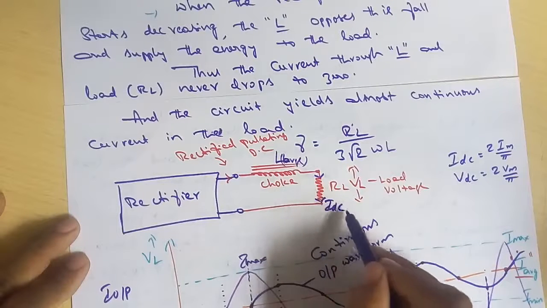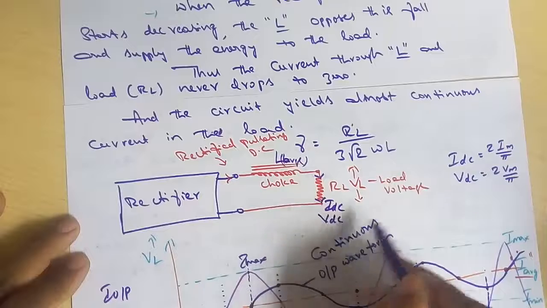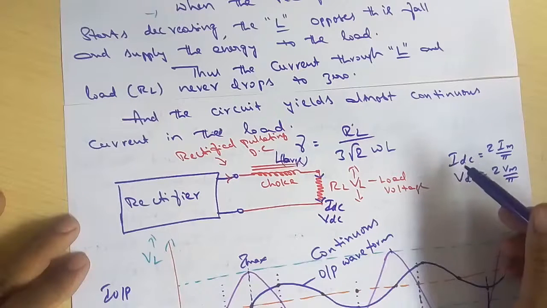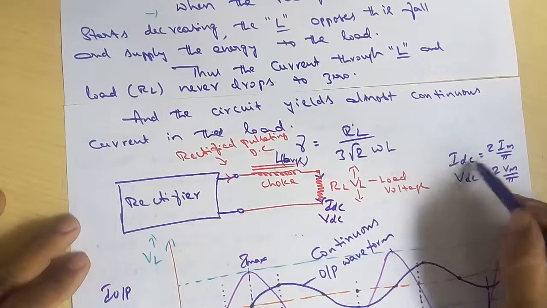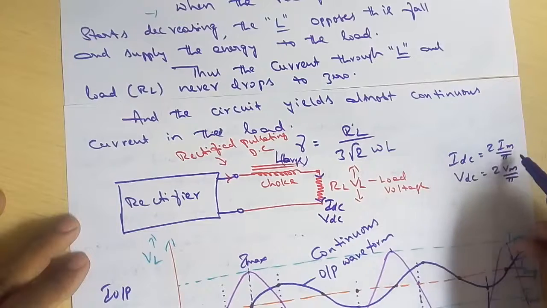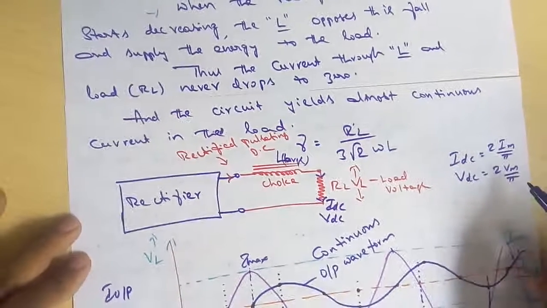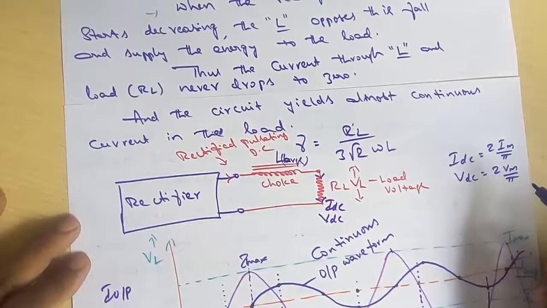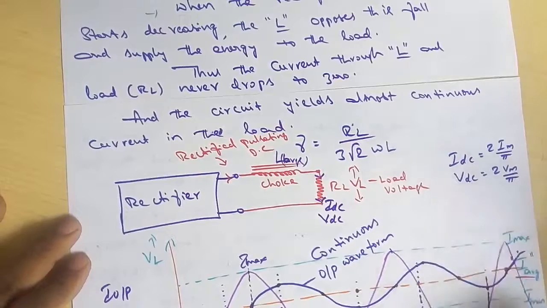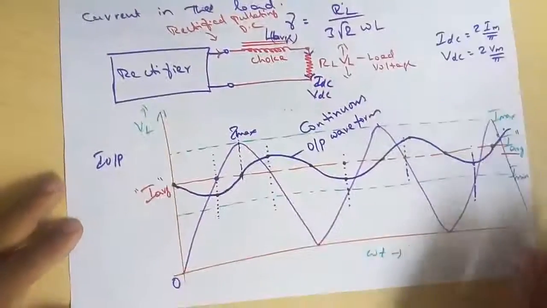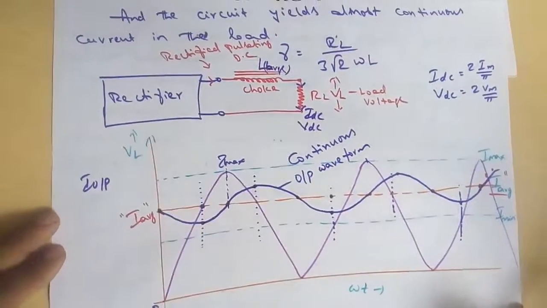That IDC and VDC are given by the expressions already derived in the previous classes. IDC is equal to Im by pi and VDC is equal to 2Vm by pi, where Im and Vm are the maximum values of current and voltage. Understood? So this is about the series inductor filter.